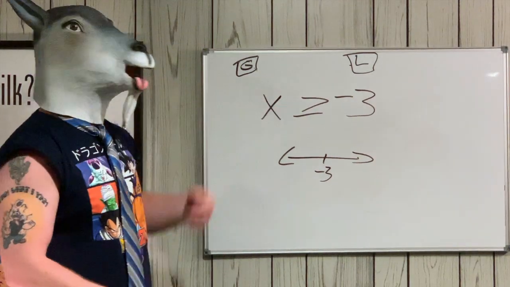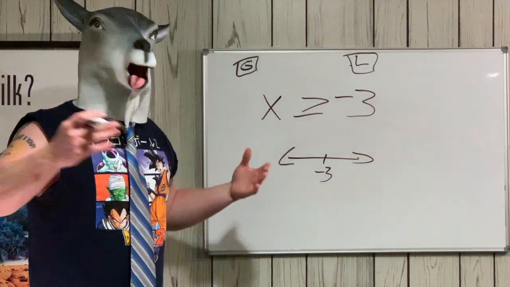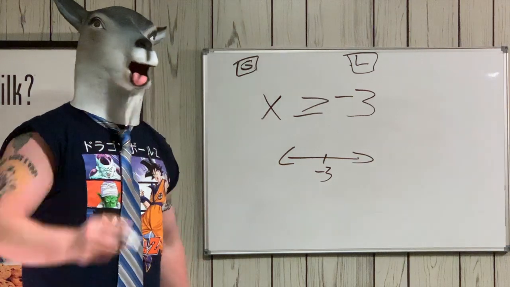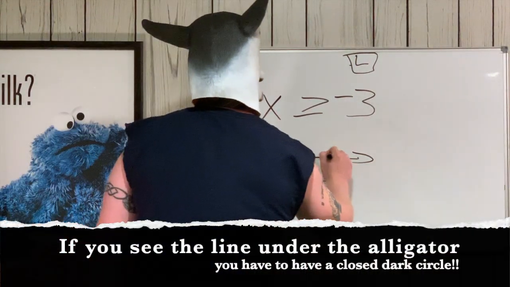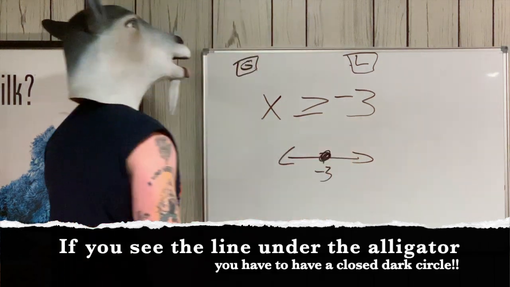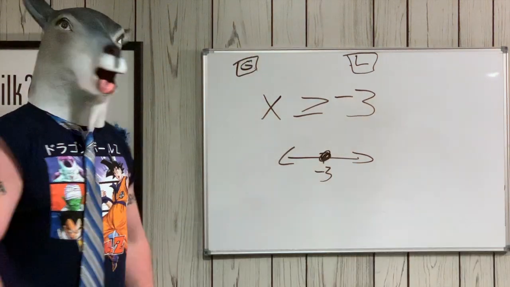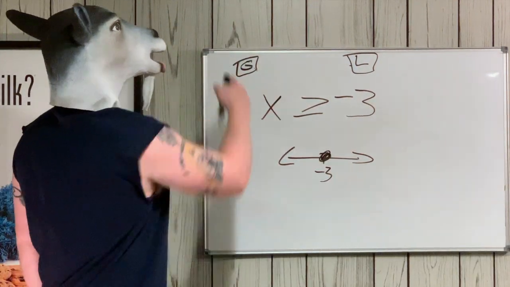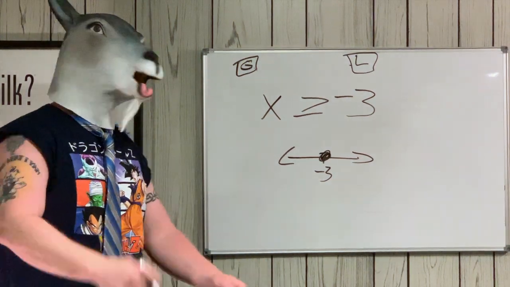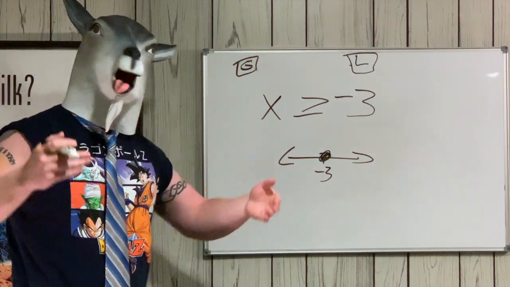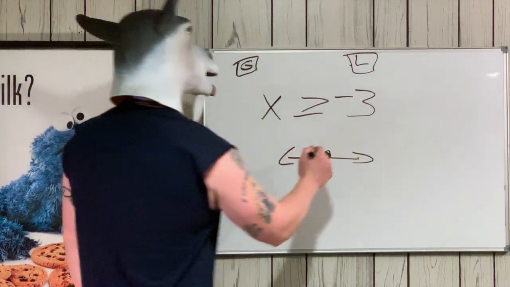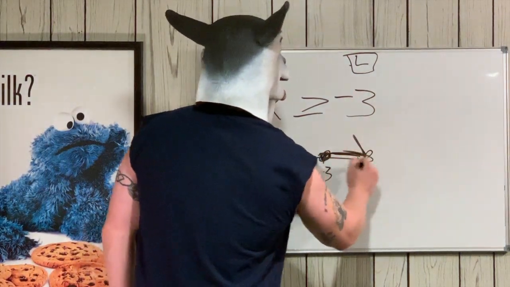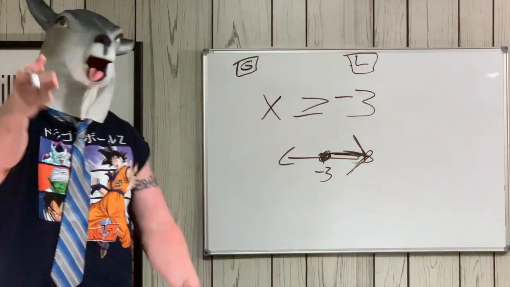Looks like it's or equal to, that line underneath there. That means we just put a dark circle, a filled-in circle. It means equal to too. So we're going to put that right there. You remember your cheat code: it says x is greater than or equal to negative 3, and if the alligator eats the letter, we send that to the right. Bada bing, bada boom, you're done.